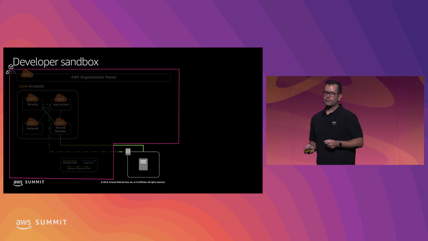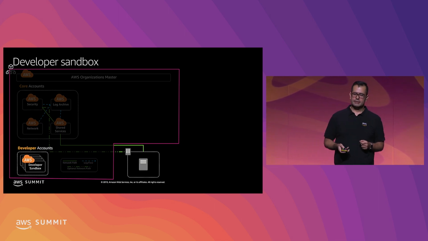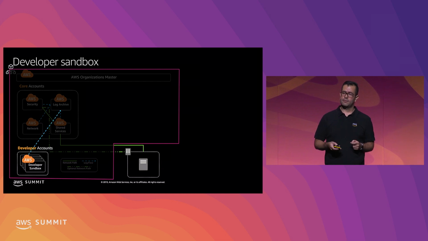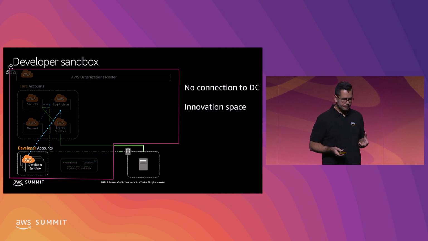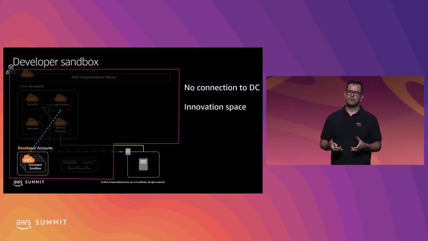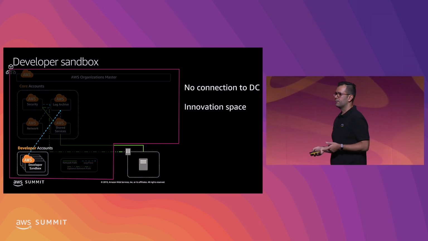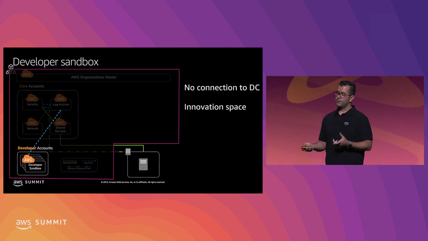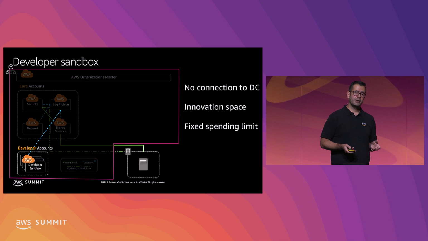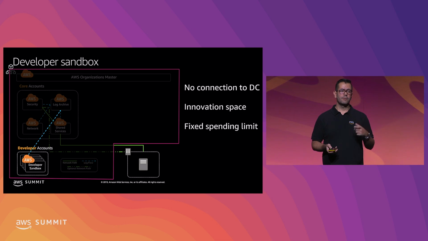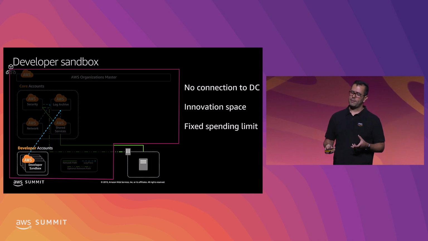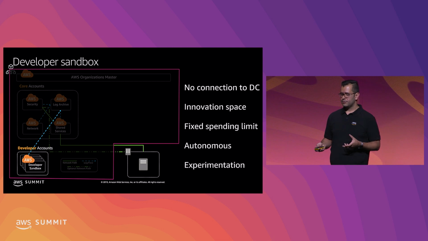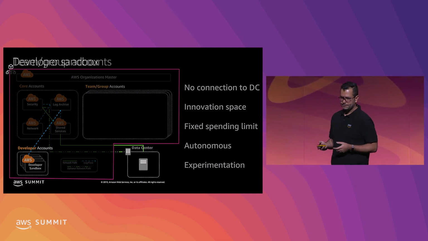And then we have the developer sandbox. The developer sandbox still has dependencies. We need to have those logs just to know what's happening. But it won't be connected to anything else. And the reason for that is because we want this to be a place for innovation. This is something that we can assign to developers, architects, operations people, and they will use this to learn and to experiment. But we need to add some restrictions, because these are still company resources. So if we add a fixed spending limit, that will make it much more manageable. This will be autonomous, and of course, this is a place to learn.